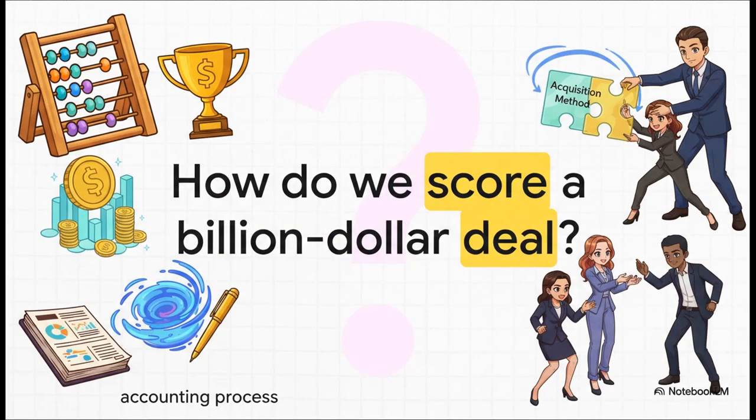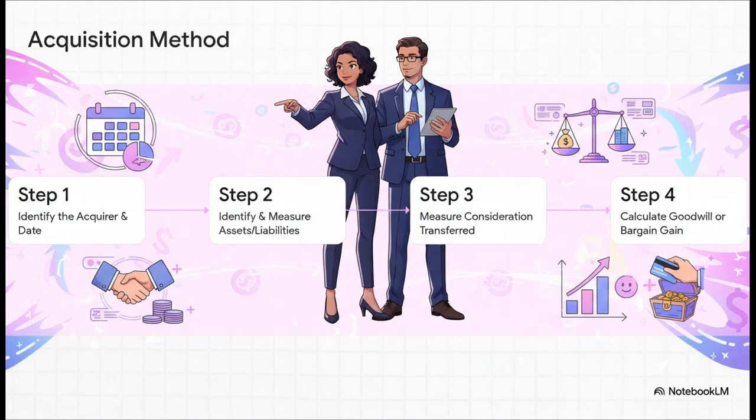So, you're in the boardroom, and the big question always comes up. How do we actually score the deal? I'm not just talking about winning the bid, but how do we account for it in a way that shows its real value? Well, that's exactly where the acquisition method comes in. And here it is, our playbook. The International Accounting Standard IFRS 3 gives us this super clear 4-step process.